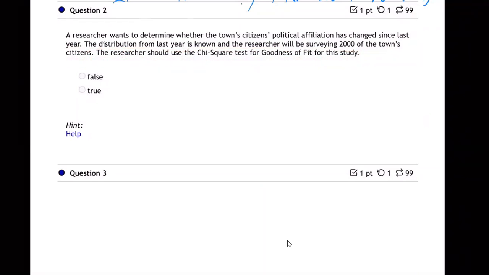So the researcher wants to determine this. Is this a chi-square test? That's the question. It's kind of a confusing question, isn't it? Well, is that a goodness of fit? So how do we know? Well, let's see. Okay, wants to determine whether the town's citizens' political affiliation has changed.